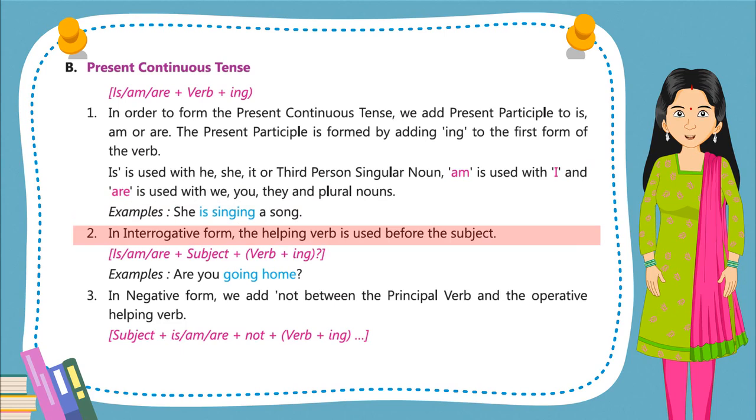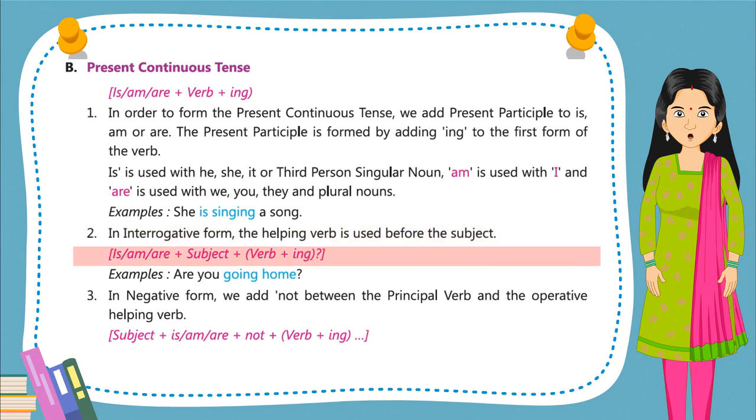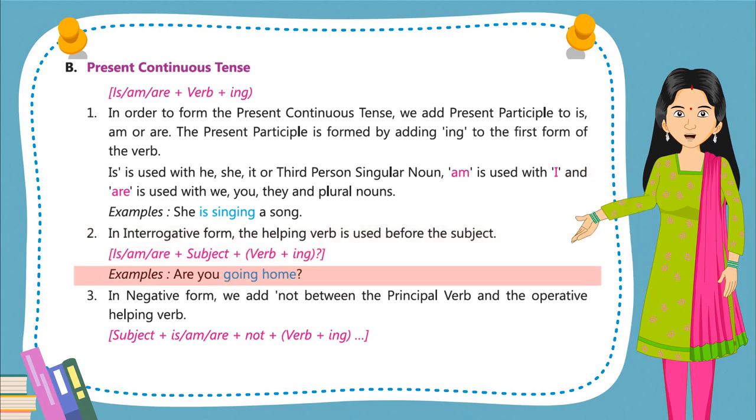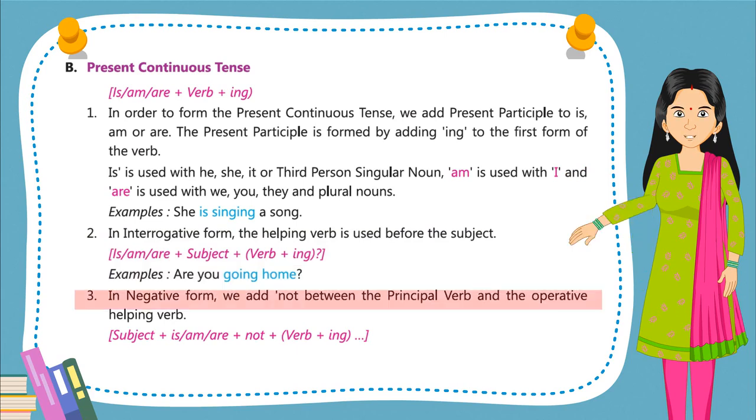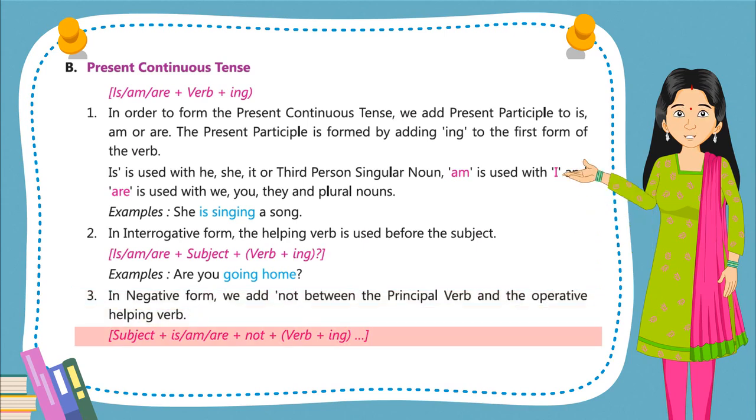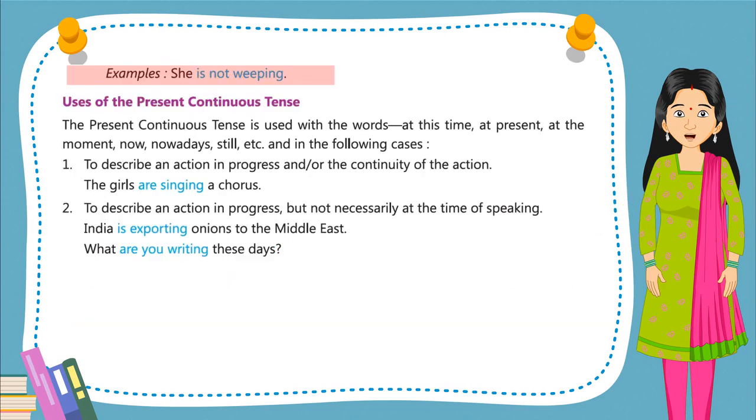2. In interrogative form, the helping verb is used before the subject. Is, am, are plus subject plus verb plus ing. Examples: are you going home? 3. In negative form, we add not between the principal verb and the operative helping verb. Subject plus is, am, are plus not plus verb plus ing. Examples: she is not weeping.